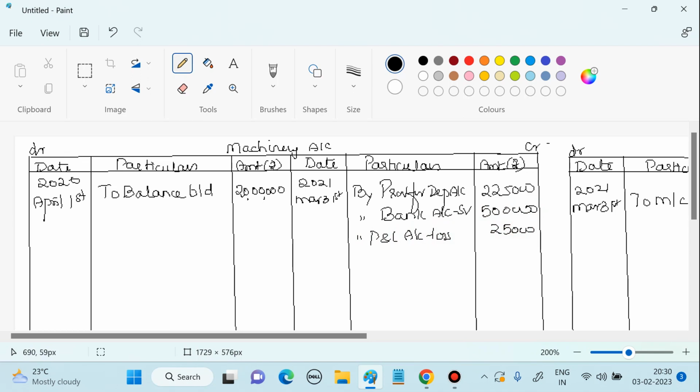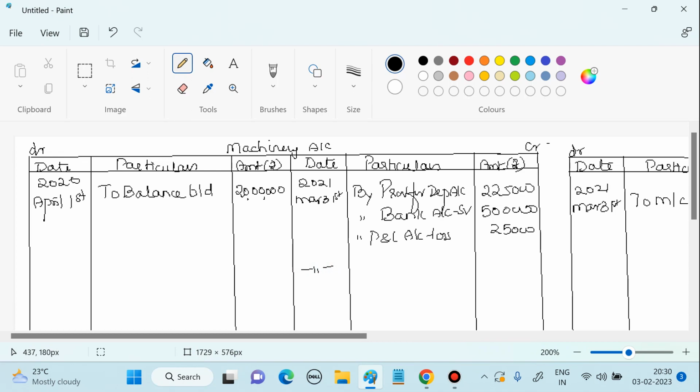So see, the total is 7,50,000. The cost which was included here got removed. 2,25,000 in the form of depreciation for 3 years, 5 lakh in the form of sale value that you realize by selling it, and 25,000 in the form of loss. Clear? Yes.